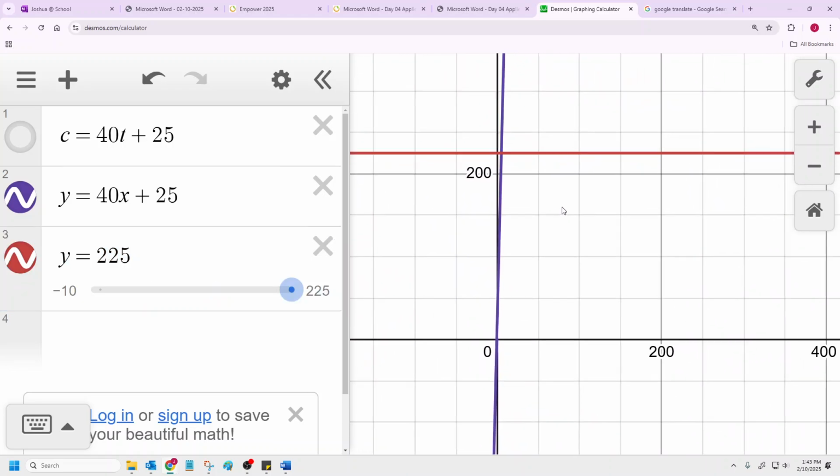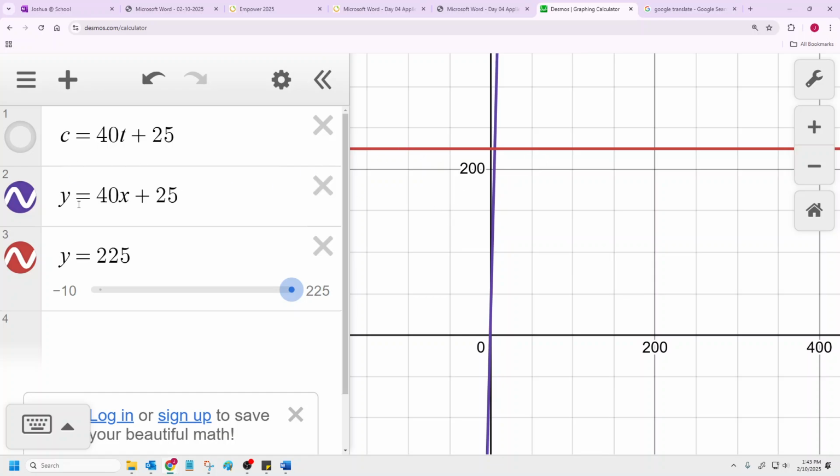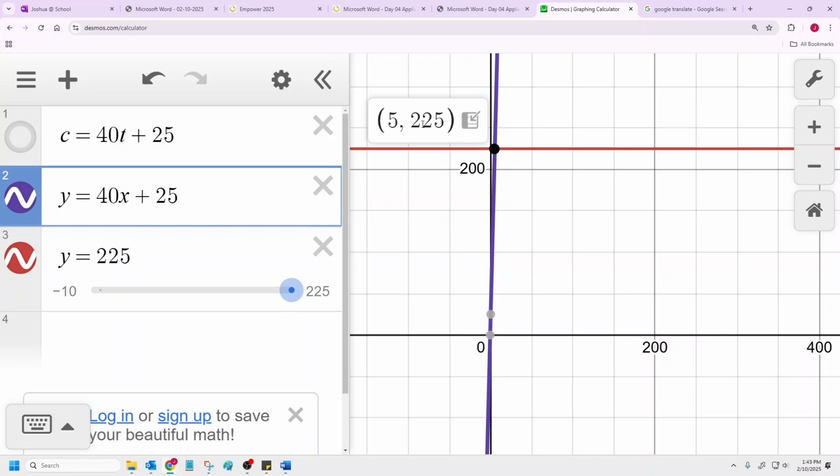And you can see how Desmos mapped it across the entire thing. Our purple line right here is from this equation. Look where they intersect. What do you see? When she bought 5 tickets, her total was 225.